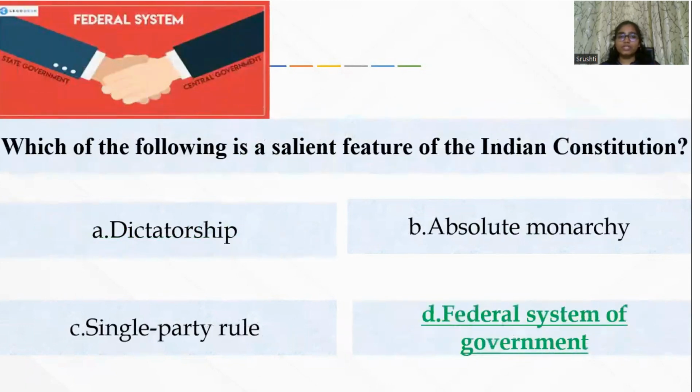The fourth question is, which of the following is a salient feature of the Indian Constitution? Option A, dictatorship, option B, absolute monarchy, option C, single party rule, and option D, federal system of government. Correct answer is option D, federal system of government.